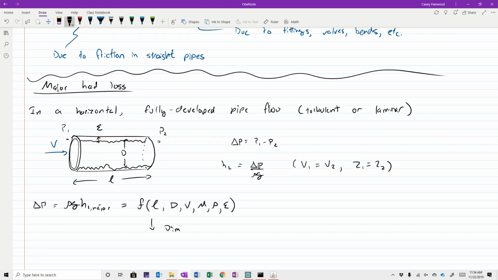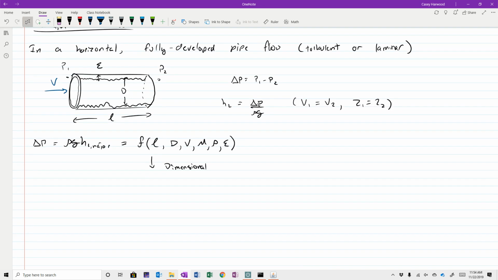So, applying dimensional analysis, in the method of repeating variables, what we would get for a dimensionless relationship is delta P over L, d over rho V squared, is equal to some function of rho V d over mu and epsilon over d.